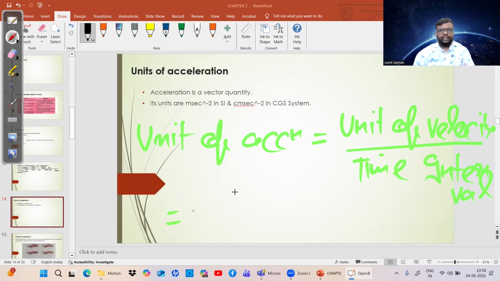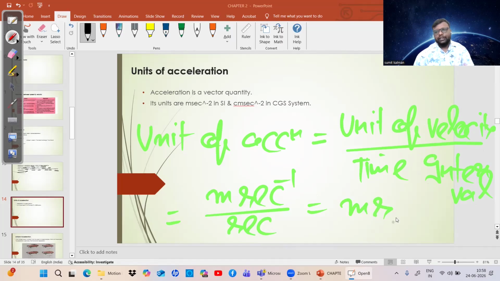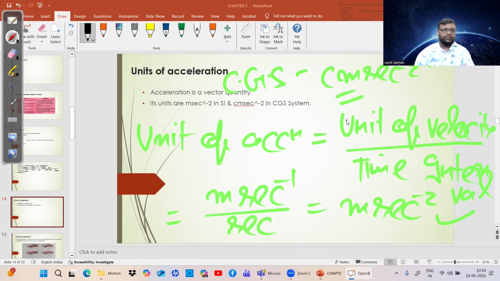So what is the unit of velocity? It is meter per second, as we all know, and the unit of time is second. After simplification, it will become meter per second square. This is the unit of acceleration. And students, in the CGS system, it is centimeter per second square, because in CGS we measure length in centimeter. So this was all about the unit of acceleration.